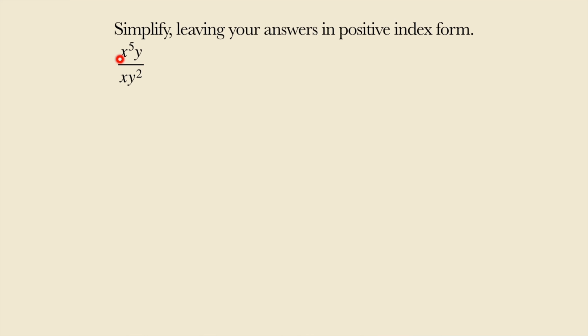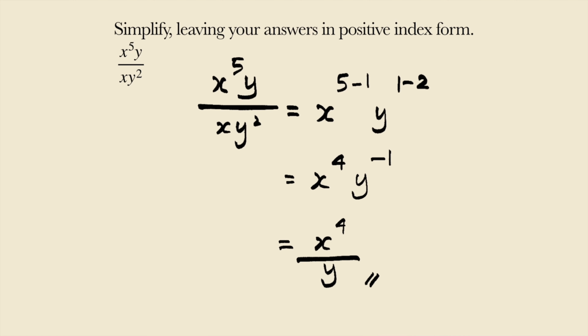So simplify, leaving in positive index form. Well, right here we can see there's x and x and y and y. So because we are dealing with division, we will subtract the powers. So how will this go? I like to look at this and say, okay, I've got a 5 minus a 1. Next, I've got a 1 minus a 2. So we will get x to the power 4, y to the power minus 1.